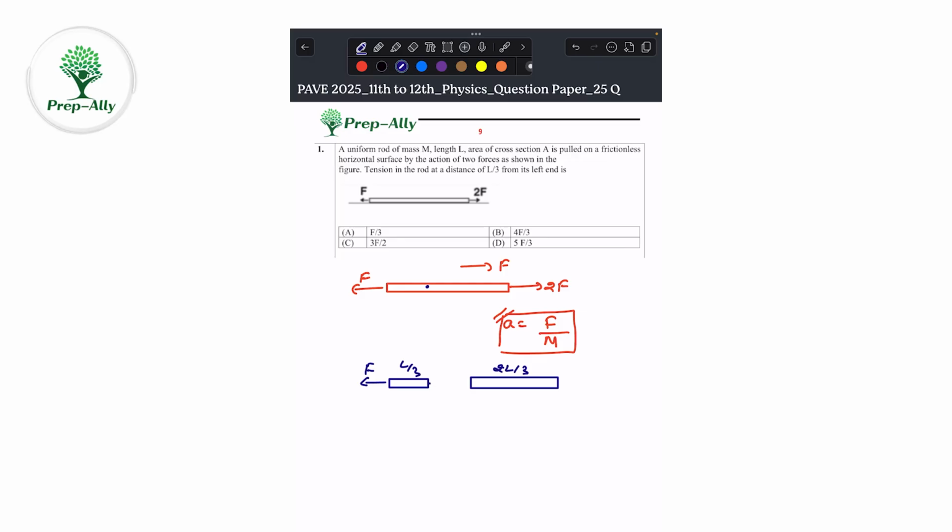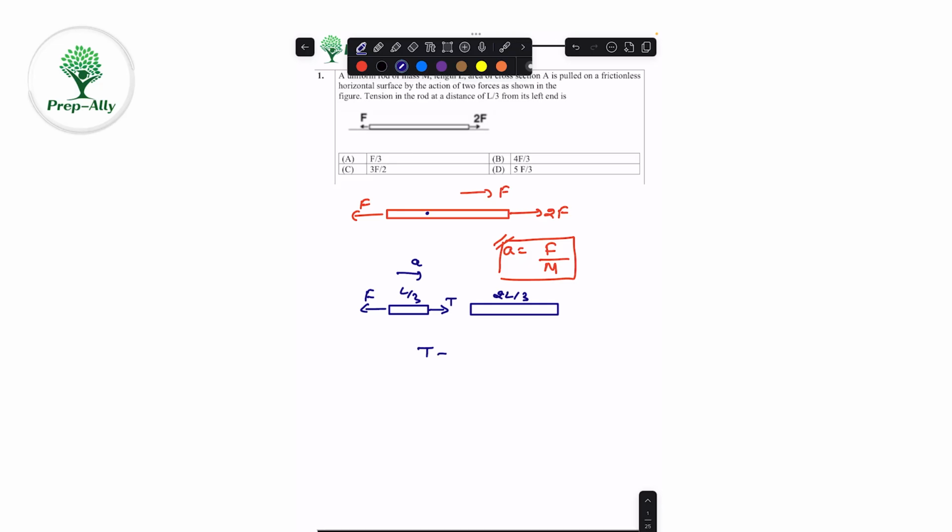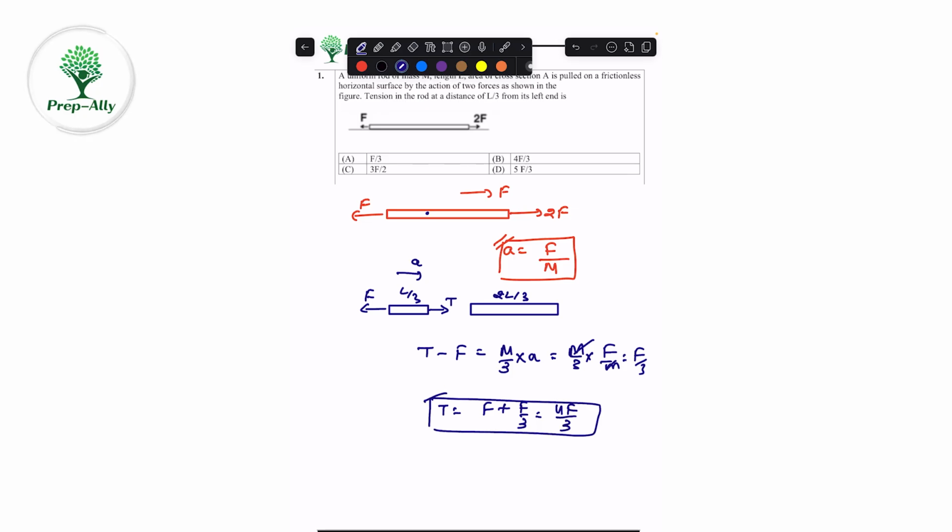For this part, F is backward, tension is forward, and acceleration of the whole rod is A only, so we'll say T minus F is equal to m by 3 into A. Why m by 3? Because this part of the rod is of length L by 3, so the mass will also be m by 3. Now A is basically equal to F by m, so we got F by 3. From here, tension will be equal to F plus F by 3, which is 4F by 3. 4F by 3 is option number B, so B will be the answer.